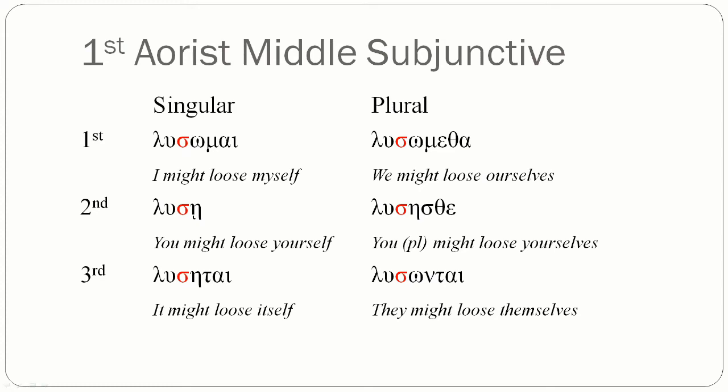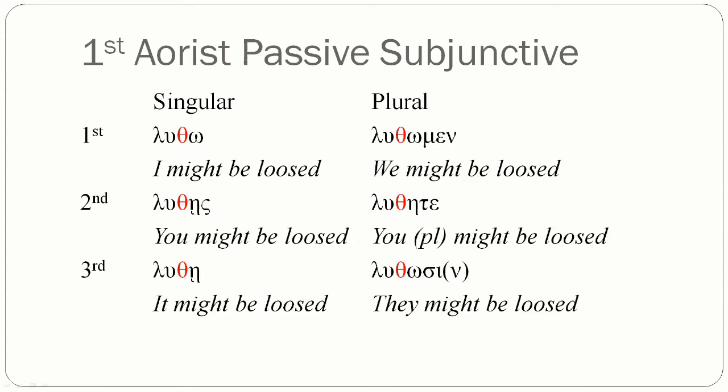These are only middles, so if you notice, I did not put two definitions on here. It's just one because it's just middle here. I might loose myself. You might loose yourself. He, she, or it might loose itself. And then we, you, and they might loose themselves. So again, these forms should be very simple. Just add the sigma and then your familiar middle passive endings, which gives you the first aorist middle.